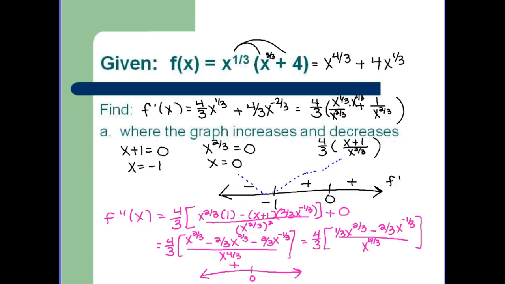So if you plug in a positive 1 here, you get 1/3. Plug in a positive 1 here, you get negative. Therefore 0 is a POI.